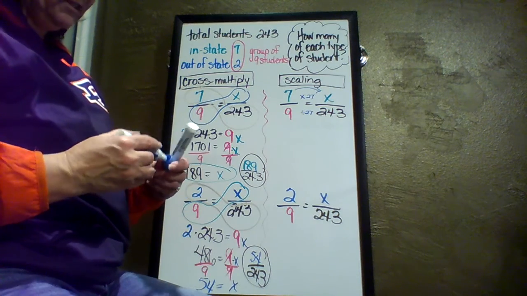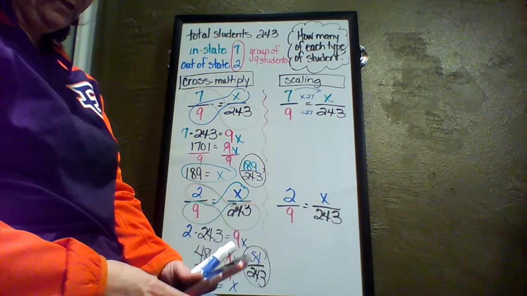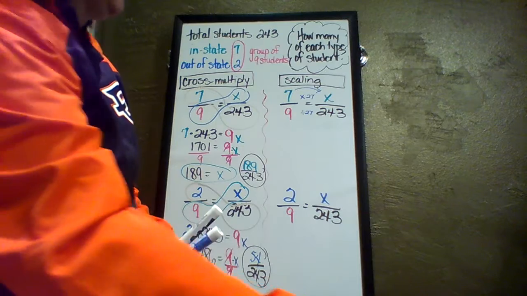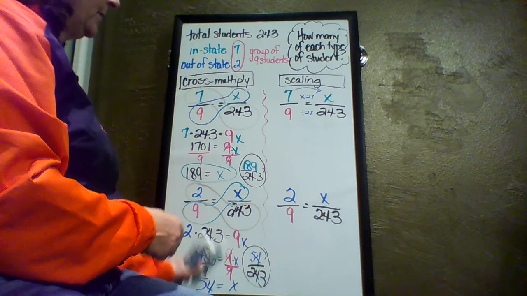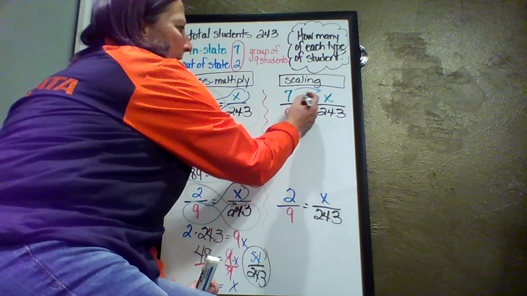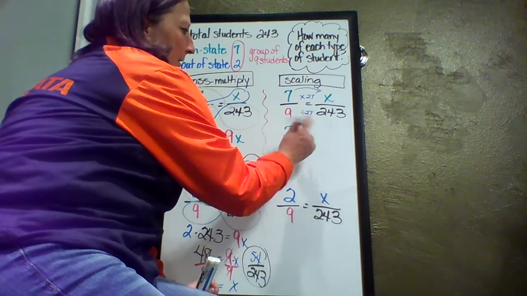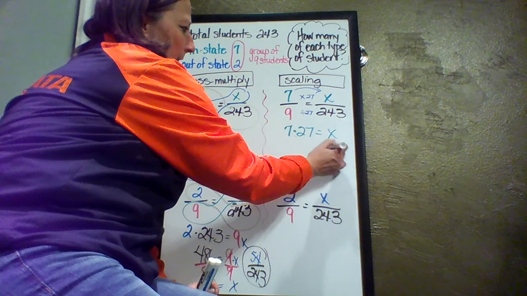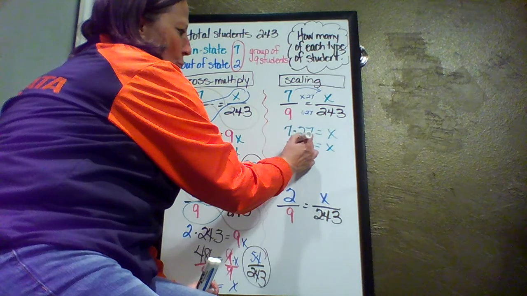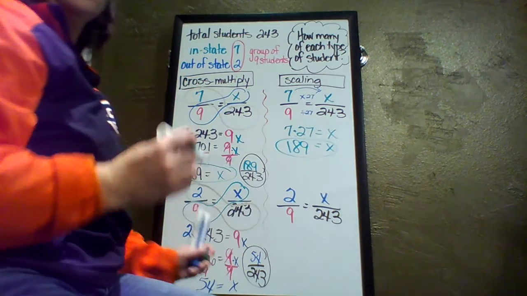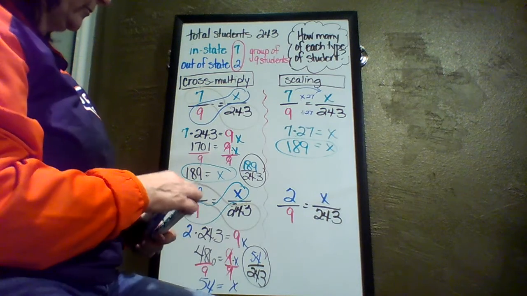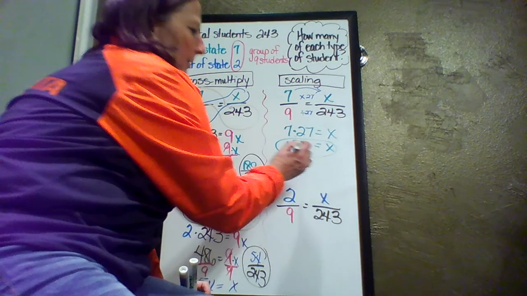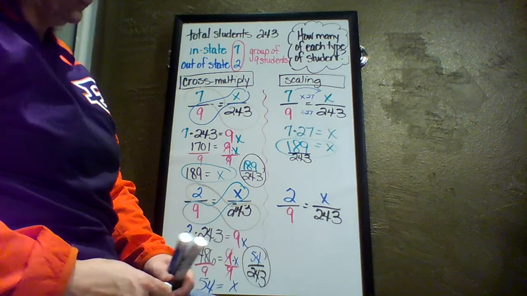So 7 times 27 is going to give me the number of students. And if I did it right, I will come up with the same number. So 7 times 27 equals X. X equals 189. Okay? So I'm still going to have 189 out of 243 students are in-state students, right?